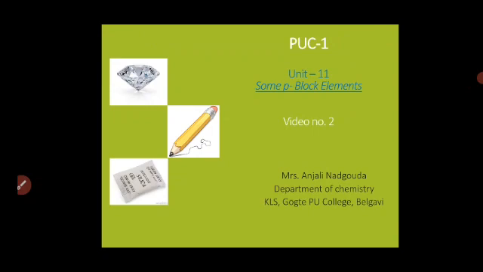In that boron family, we have seen its electronic configuration, then general electronic configuration of group 13, and even we have studied some physical properties. So today we will continue with chemical properties.